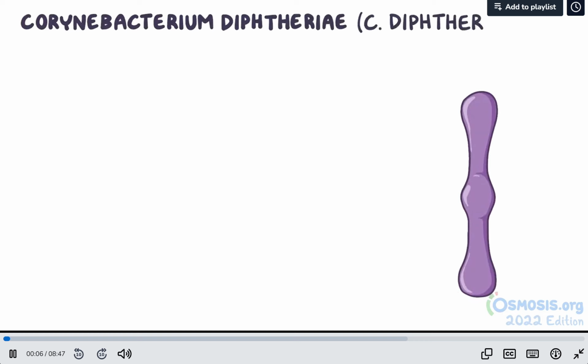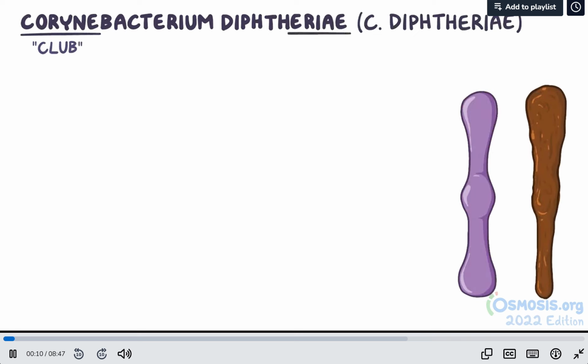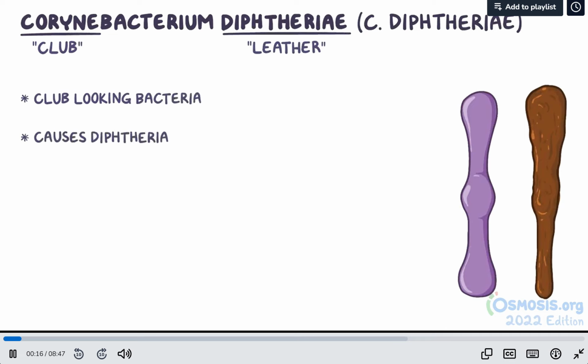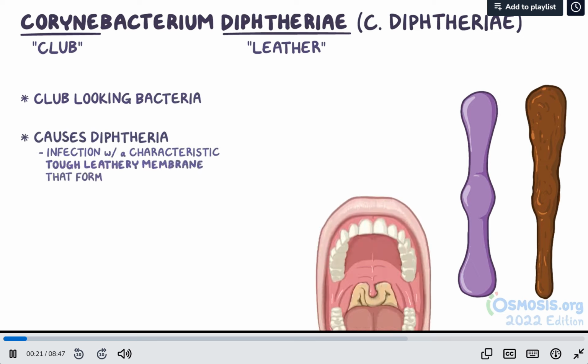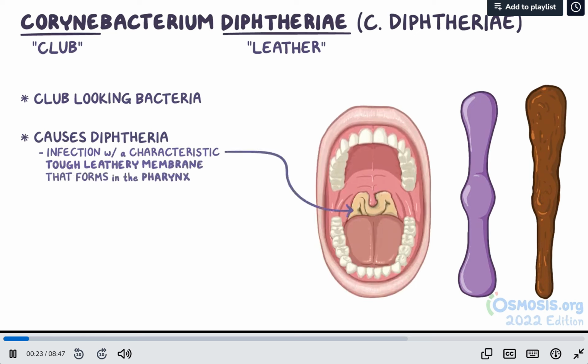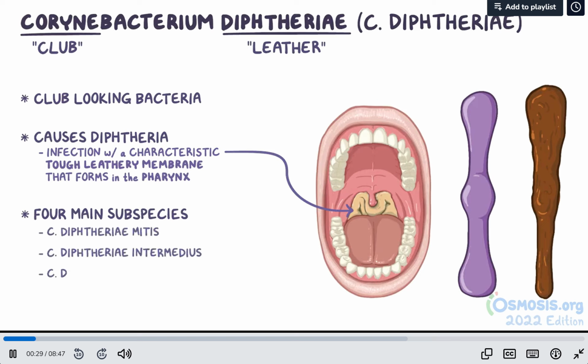Diphtheriae, or just C. diphtheriae, takes its name from the Greek koryne, that means club, and diphtheriae, which means leather. So, to sum this up, C. diphtheriae is a club-looking bacteria that causes diphtheria, an infection with a characteristic tough leathery membrane that forms in the pharynx. C. diphtheriae has four main subspecies: C. diphtheriae mitis, C. diphtheriae intermedius, C. diphtheriae gravis, and C. diphtheriae belfanti.